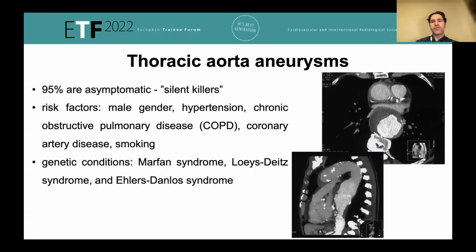So I would like to begin with thoracic aorta aneurysm. They are called silent killers because the vast majority of them are asymptomatic. Most common risk factors include male gender, of course, hypertension, COPD, coronary artery disease, and smoking. And of course, there are some genetic conditions that increase the risk of having thoracic aorta aneurysms. These are quite rare, but still Marfan syndrome, Ehlers-Danlos syndrome, and so on.